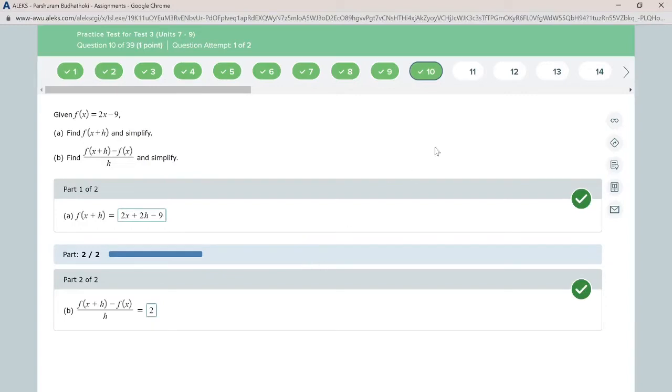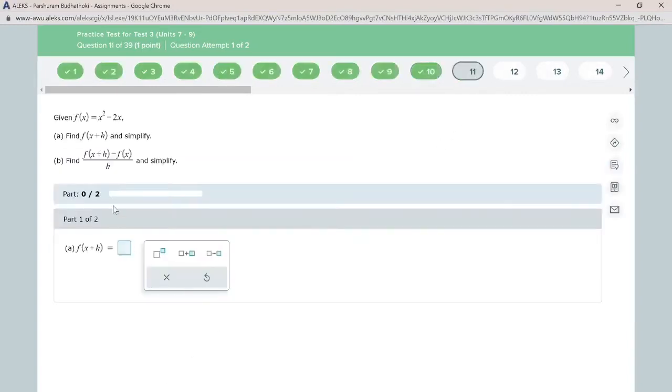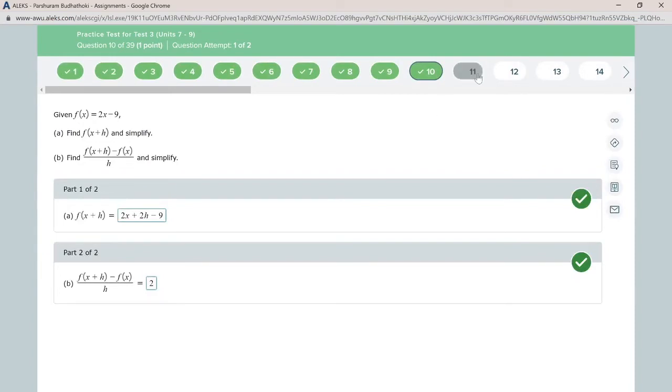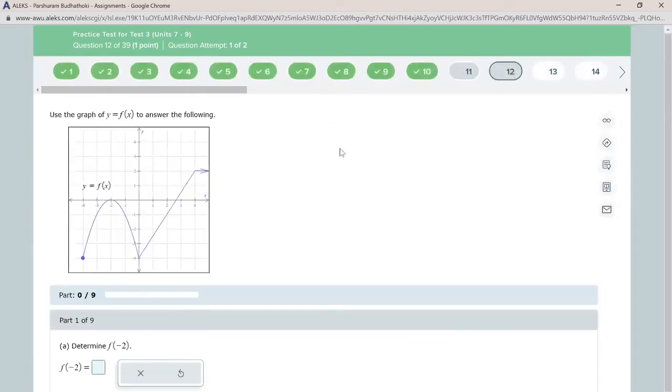So let's go to the next problem, which is problem number 11. Problem number 11 is again a very similar question to problem number 10, so I'm going to skip it and go to the next problem, which is problem 12.